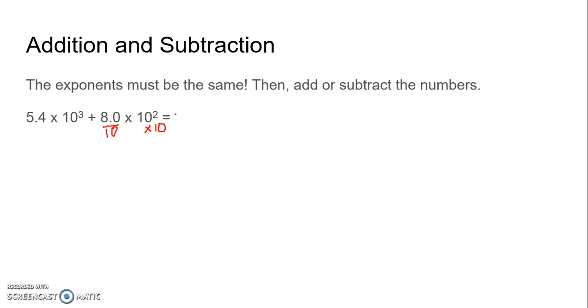So in this case, your new operation would be, excuse me for my handwriting, because I have a problem with my right hand, 5.4 times 10 to the third power, plus 8 divided by 10, which is 0.8, multiplied by 10 to the third power. Now you just have to add the numbers.